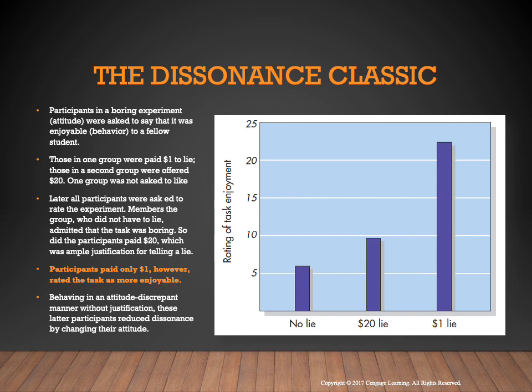Again, individuals who didn't have to lie and individuals who were paid $20 rated the task at low enjoyment, whereas individuals paid only $1 to lie rated the task as having the highest level of enjoyment. Here it seems that behaving in an attitude discrepant manner without justification, that $1 really wasn't enough justification for lying to that other person. These latter participants reduced their dissonance by changing their attitude about the experiment.